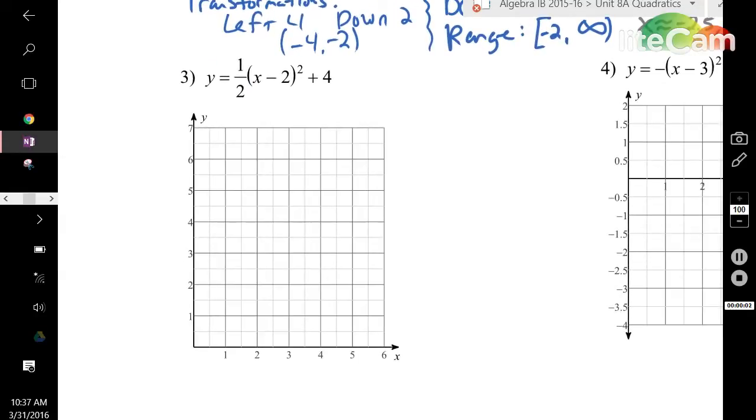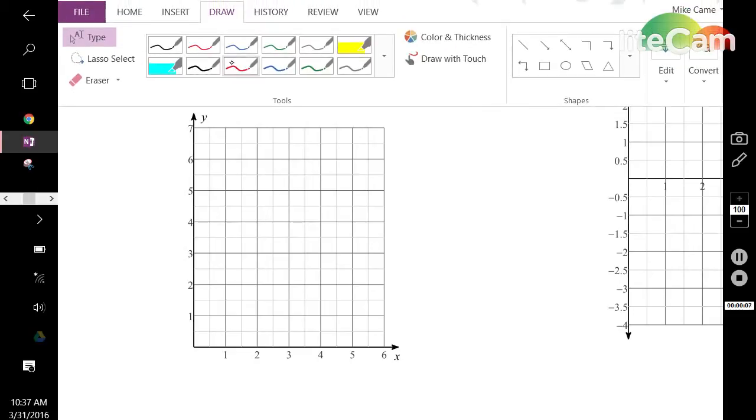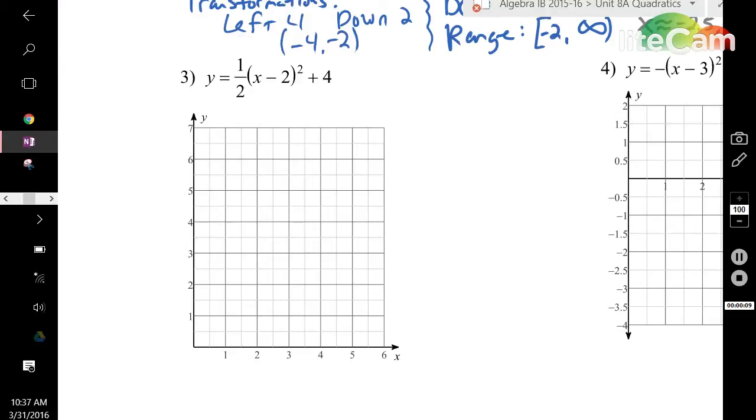We're going to do another example in graphing a quadratic in vertex form. Number 3 is y equals 1/2 (x minus 2) quantity squared plus 4. I'm going to rewrite underneath the vertex form again. As you can see, we have x minus 2, x minus h, that means 2 is h, plus k, plus 4, and that means k is 4. Therefore, my vertex is going to be 2, 4.